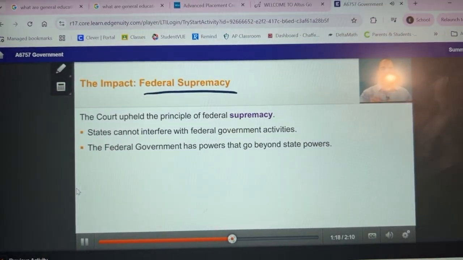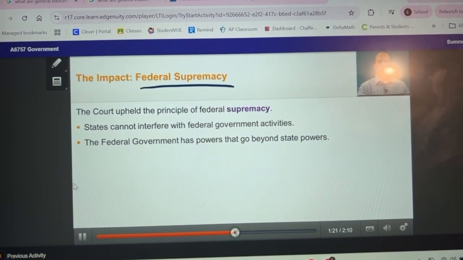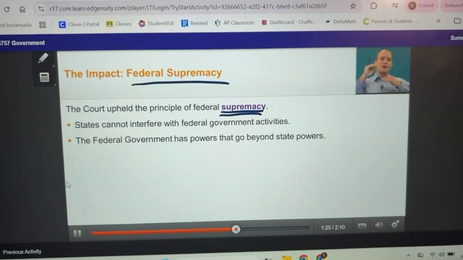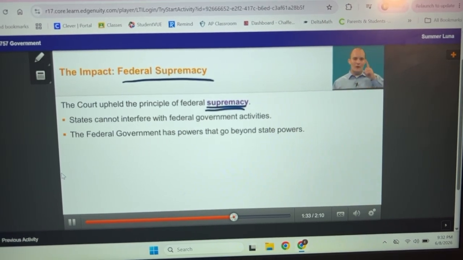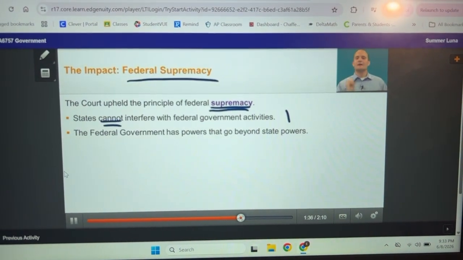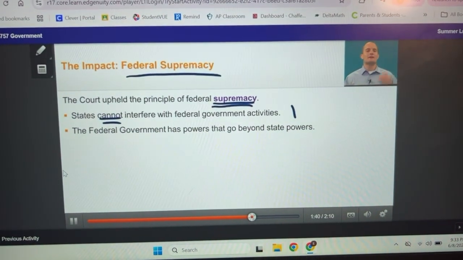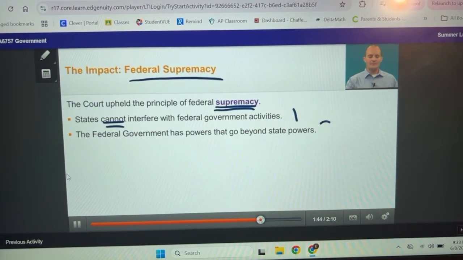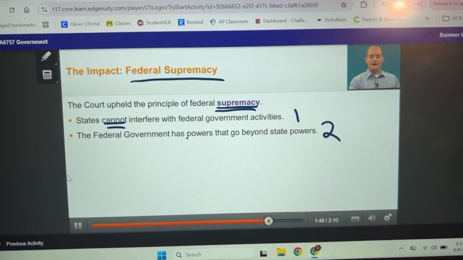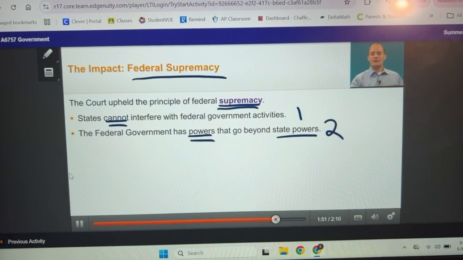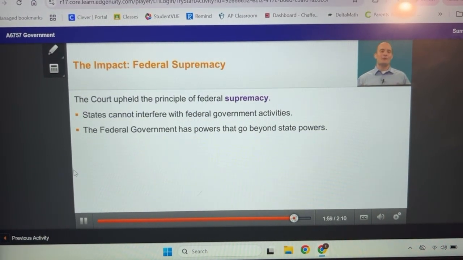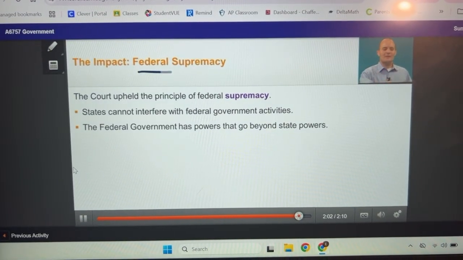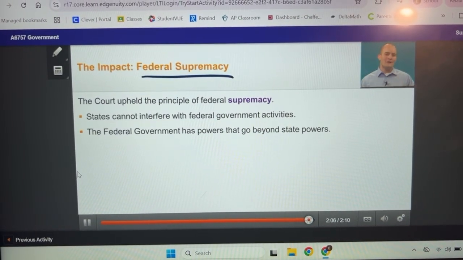But it also established federal supremacy. It ruled on the principle of federal supremacy, meaning that the federal government and federal laws and the federal banks are above the state-run institutions. So what it means is this. One, the states cannot interfere with federal government activities, because the federal government is superior. The second thing it ruled on is that the federal government has powers that go beyond the state powers. So again, the key thing here is that McCulloch versus Maryland, first, outlined the implied powers, the necessary and proper clause, but it also laid out that the federal government is supreme above the various state governments.